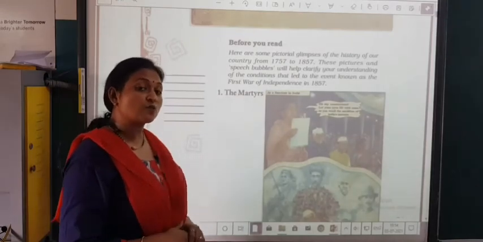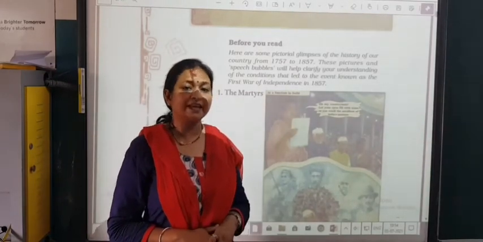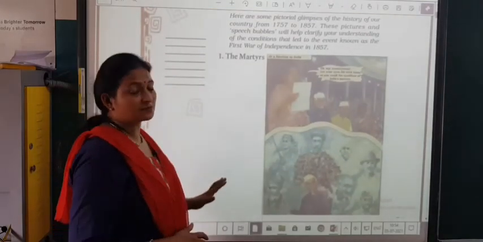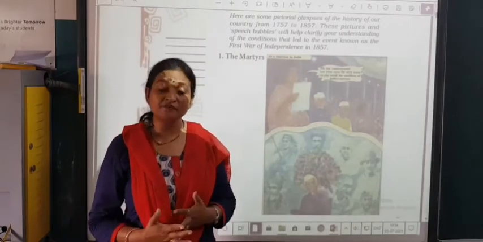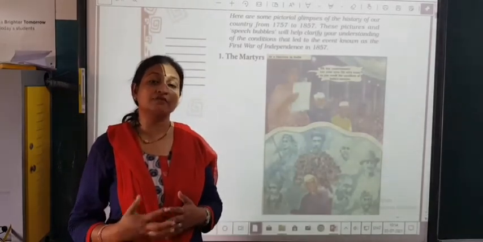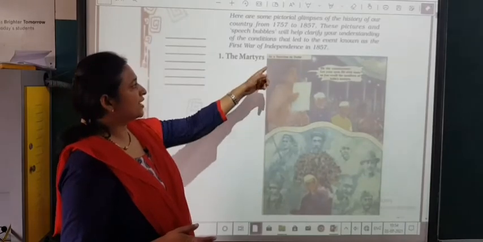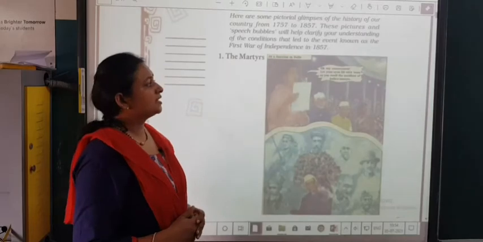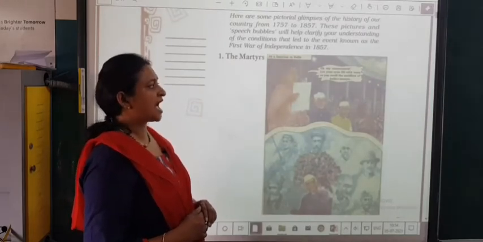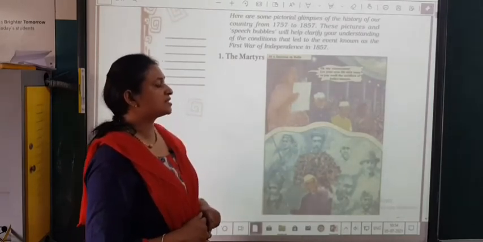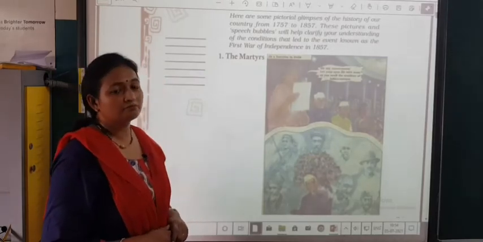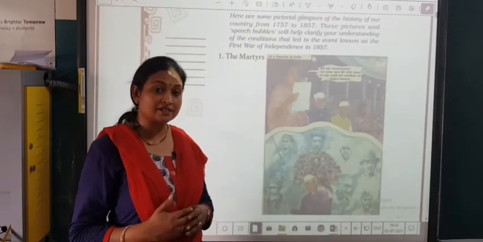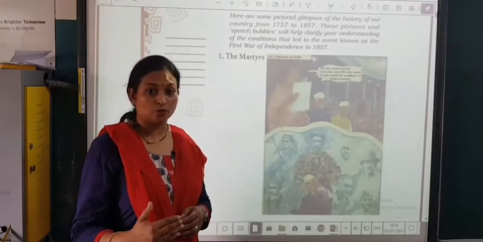So, when did the First War of Independence take place? 1857. So, first is the martyrs. Martyrs are the people who have sacrificed their life for the freedom of our country. So, here at a function in Delhi, now there is a speech bubble. "Oh my countrymen, let your eyes fill with tears as you recall the sacrifices of India's martyrs." Now, this is actually a translation of that Hindi song, "Ae Mere Watan Ke Logo."